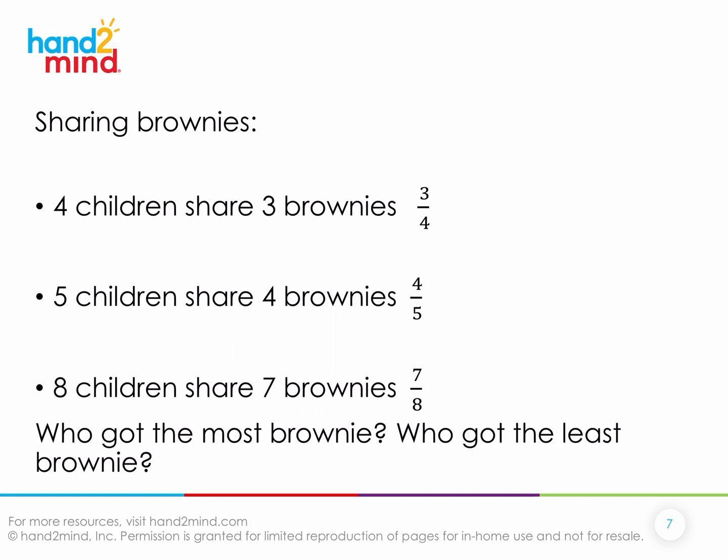So thinking and reasoning about these fractions, do you see any relationships that could help you figure out who got the most, who got the least? So I want you to take a moment to look at those. Look at 3/4, 4/5, and 7/8, and think about those and reason about those.